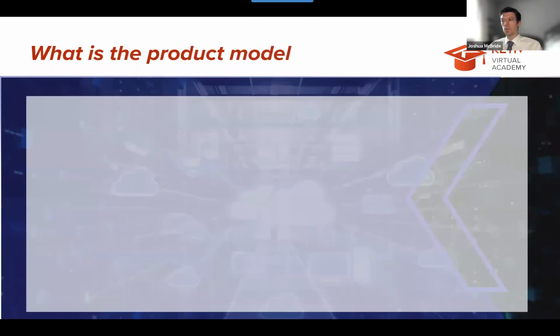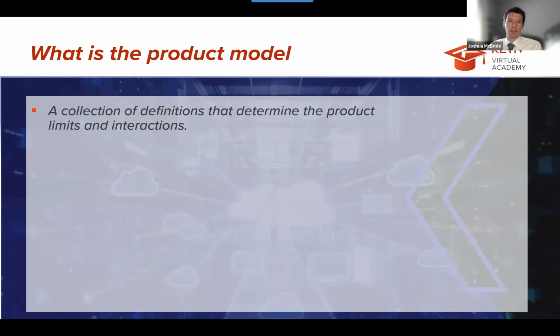So what is a product model then? We have this great AI engine. What can we do with it? Well, we built what is called a product model, which is really a collection of definitions that determine the product's limitations and interactions. And there's no 3D model necessary to model the product.